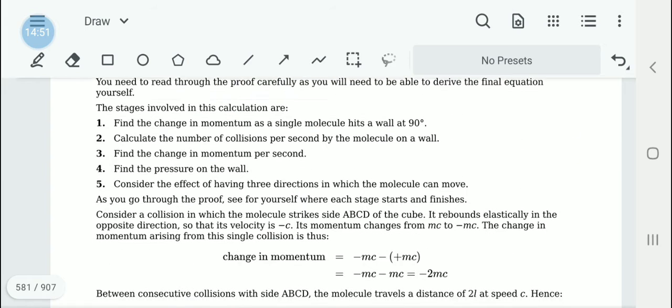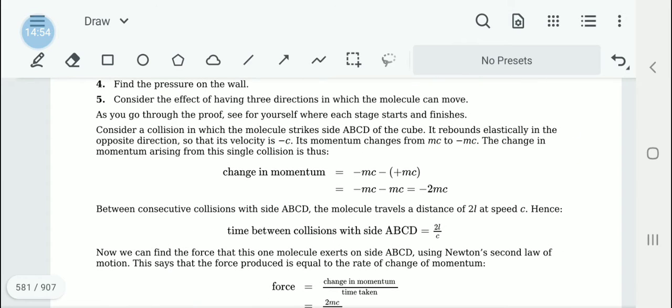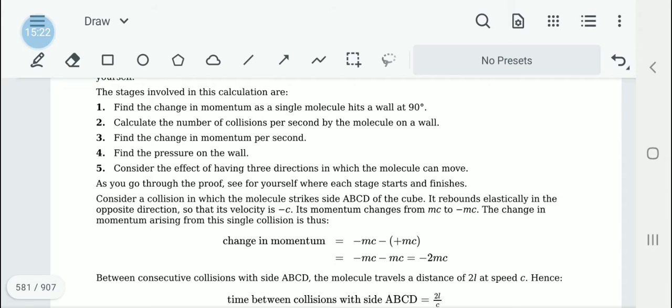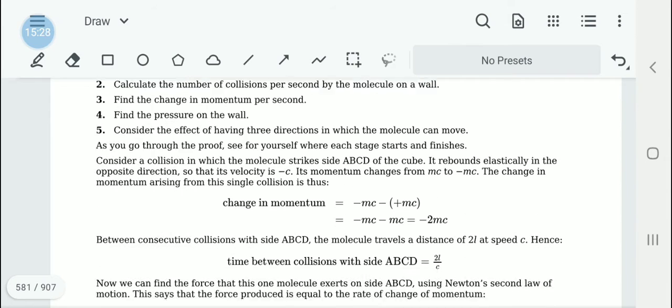Right. Then the momentum change: it changes from mc to minus mc. So how do we find the change in momentum? Final momentum minus initial momentum: minus mc minus plus mc, that gives us minus 2mc. I hope you understood that, right? Final momentum minus initial momentum. Now that is what we found: the change in momentum as a single molecule hits a wall at 90 degrees. We found that number 1, right?